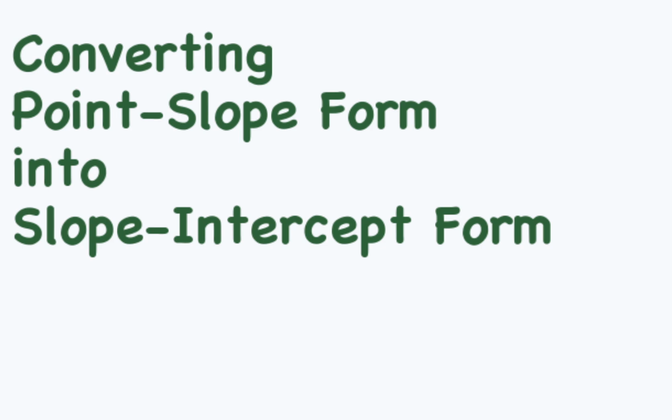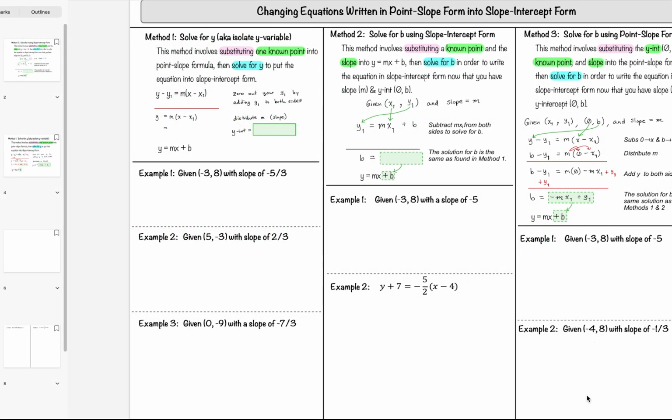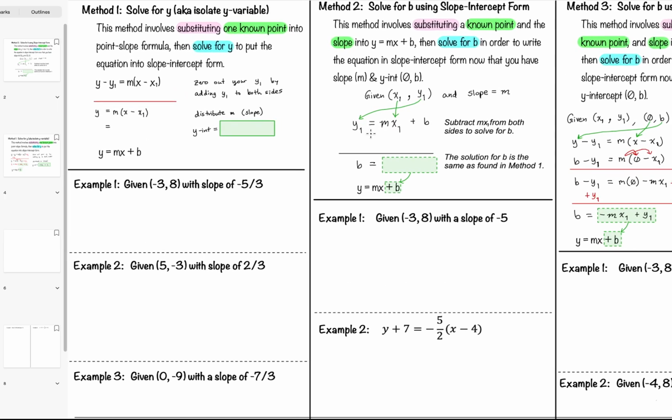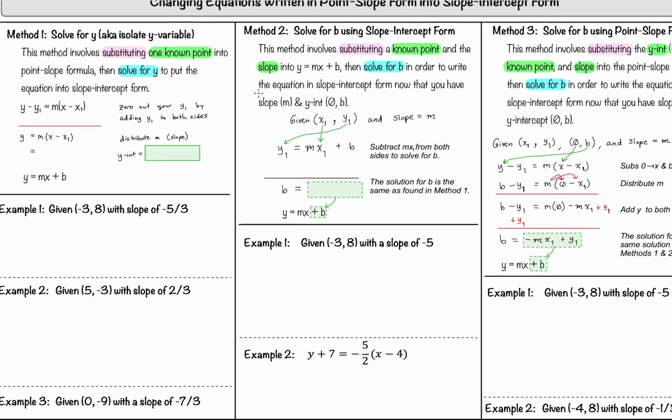Today we're going to be converting point slope form into slope intercept form. We will be using method 2. So method 2 comes from our notes. You should have this page of notes. If you have not already watched method 1, please go back and watch the method 1 video.